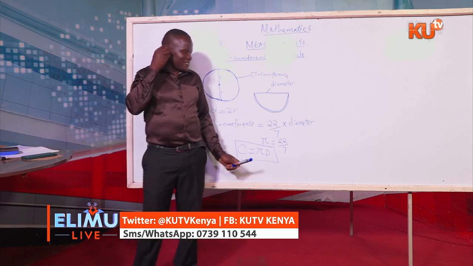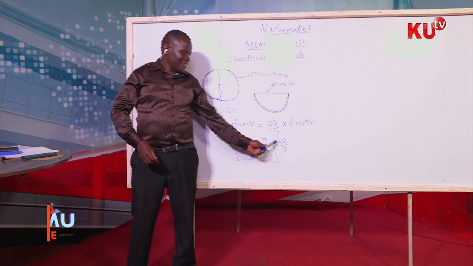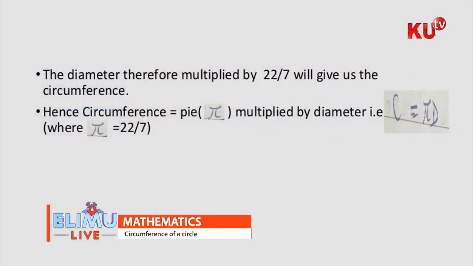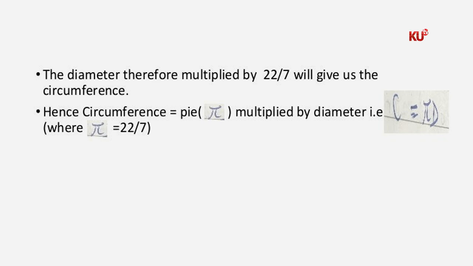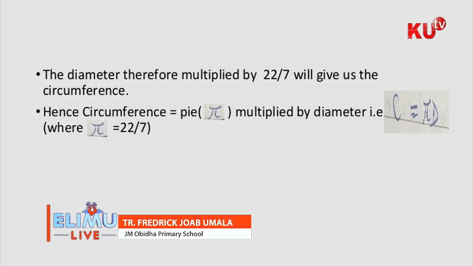And pi, we have said, is equals to 22/7. This 22/7 is a mathematical constant. Someone will ask me, why are you using 22/7? 22/7 is a mathematical constant. That is, it is the ratio of the circumference of a circle to the diameter. So that is where our 22/7, which is denoted by pi, originated from.